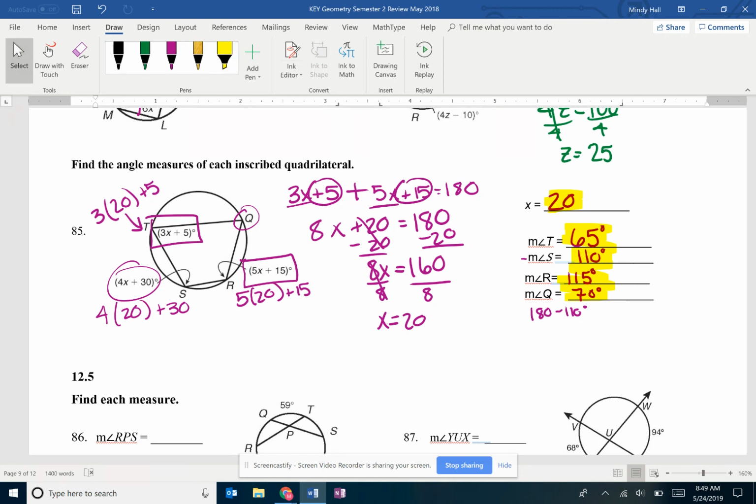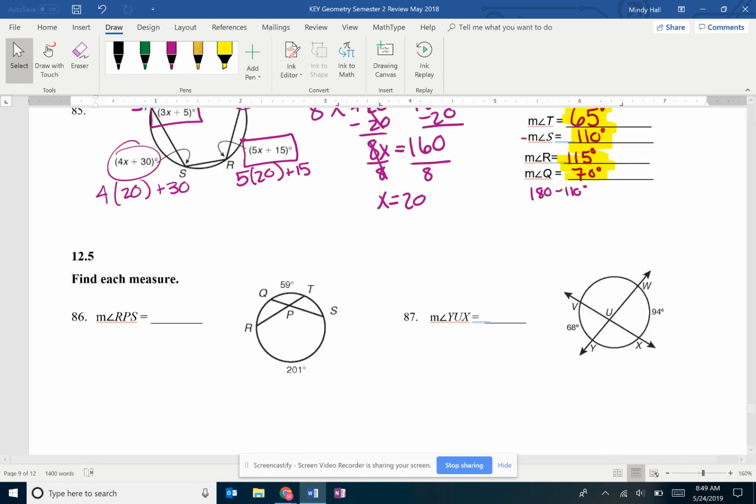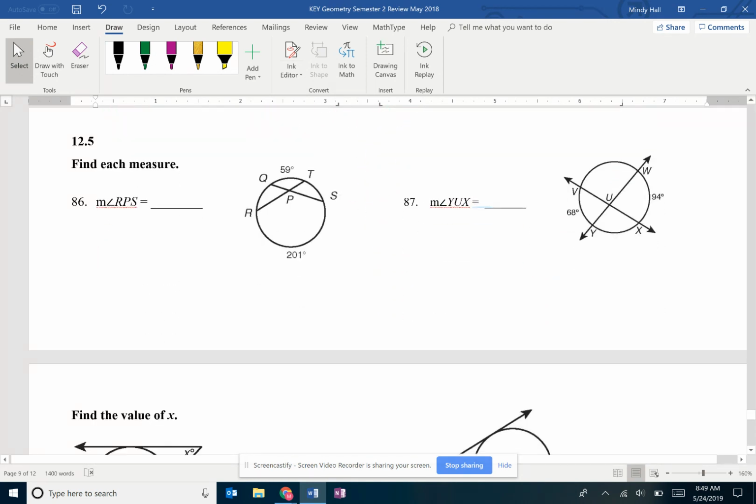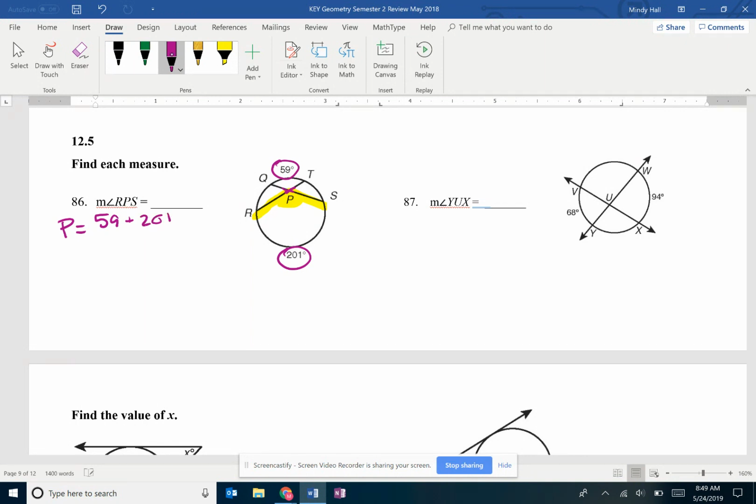So then, almost there, we're getting there. For 86, we need to find the measure of RPS. So RPS is this one right here. So because this is inside, I need the sum of these. Notice this kind of looks like a weird plus sign, so that's kind of one way you can remember to add. So I'm just going to label it as P. So P is going to be the sum, 59 plus 201 divided by 2. So that would be 260 divided by 2, which gives us 130.